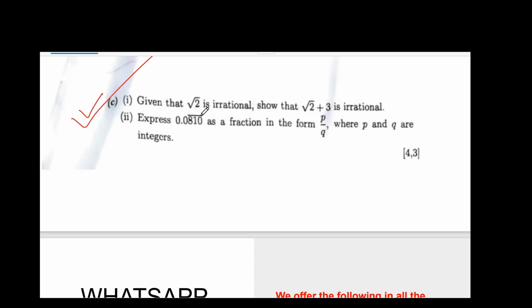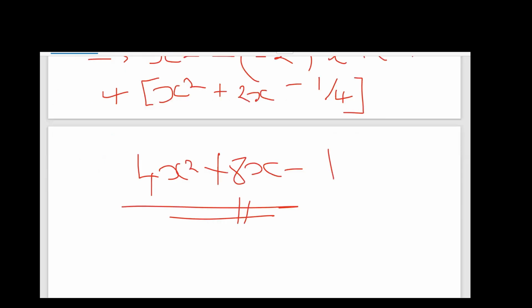So you're saying, given that the root of 2 is irrational, show that root of 2 plus 3 is irrational. So this is very simple. I expect everyone here to know. So how do you prove such? You say suppose. I'm not going to write it to save time. I'll just be explaining, so make sure you pay attention.